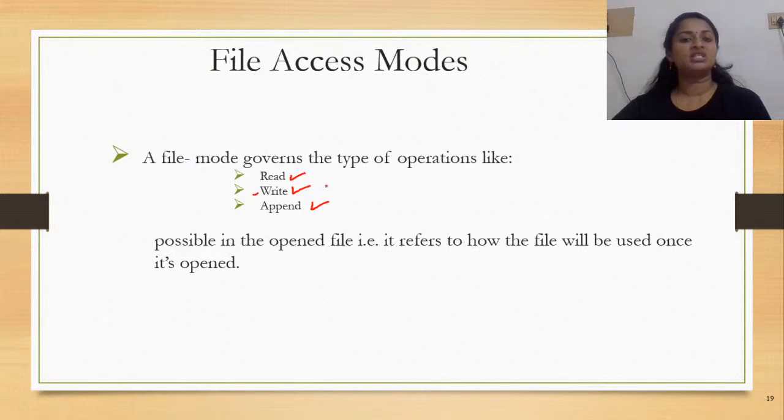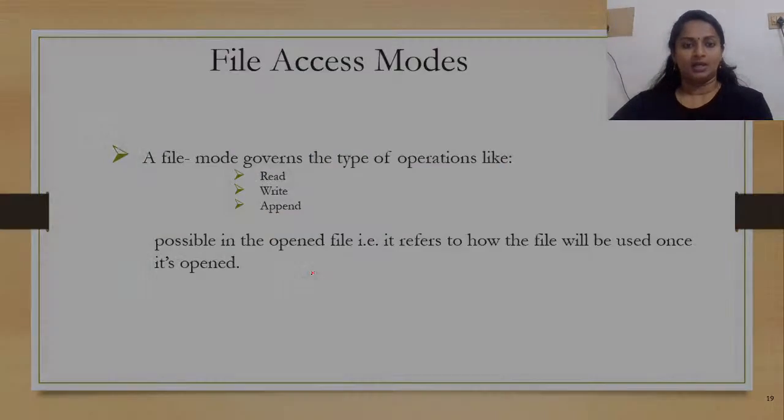All these different modes are possible when opening a file, and they refer to how the file will be used once it is opened. The function open would enable you to open your file, and the mode will make the compiler understand how the file has to be opened, or how the operations on the file have to be performed.